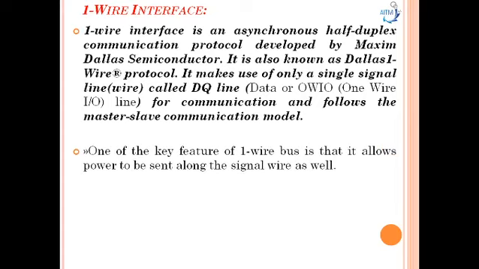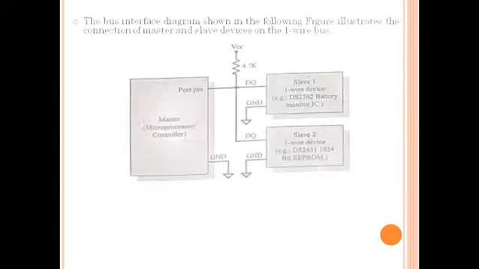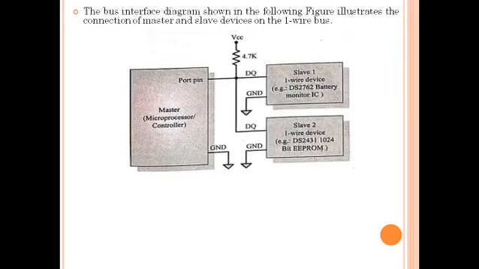One of the key features of the one-wire bus is that it allows power to be sent along the signal wire as well. The one-wire interface supports a single master and one or more slave devices on the bus. So it supports only one single master and one or more slave devices on the bus. Now the below figure shows the bus interface diagram, which illustrates the connection of a master and slave device on the one-wire bus.